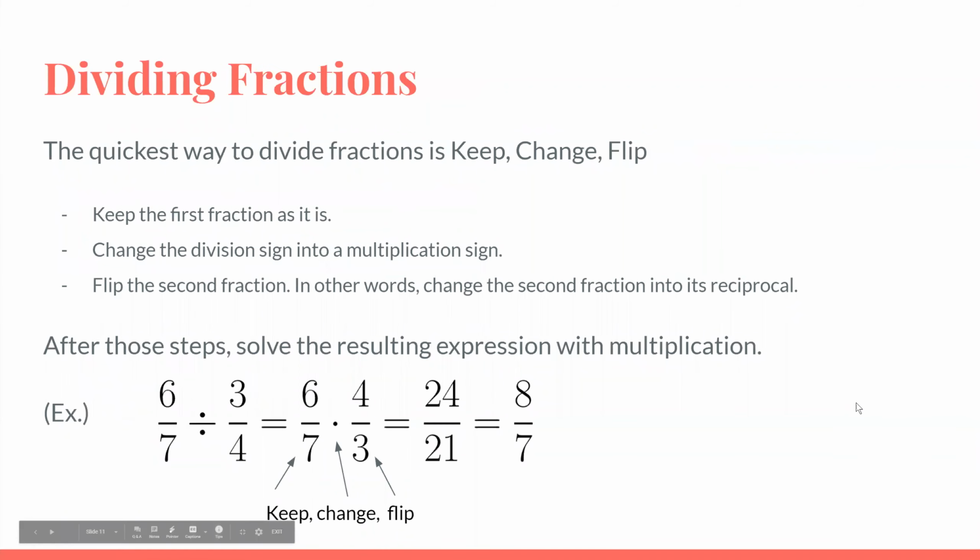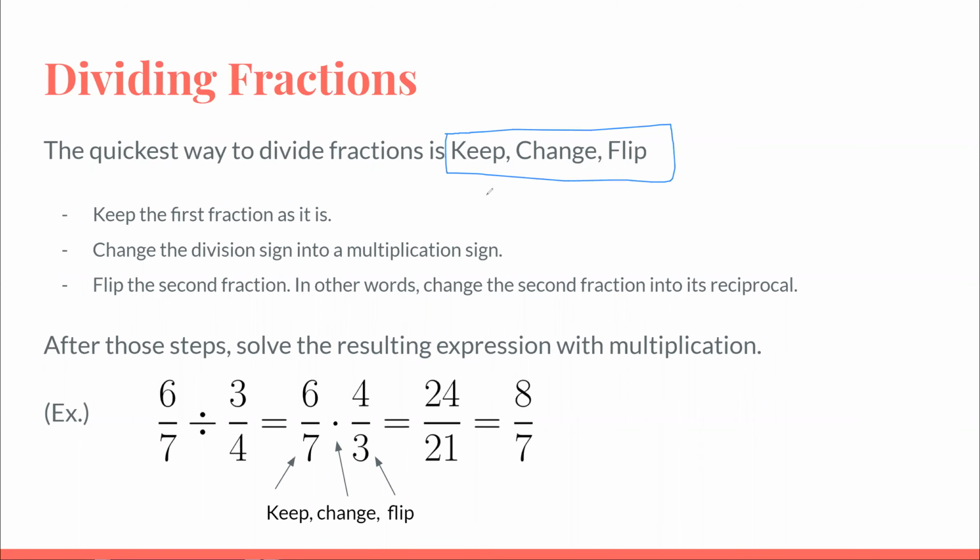All right, lastly, we'll be talking about dividing fractions. The quickest way to divide fractions is keep, change, and flip. This is the three-way method for them. So you keep the fraction as it is, change the division sign into a multiplication sign, and then flip the second fraction. In other words, change the second fraction into its reciprocal.